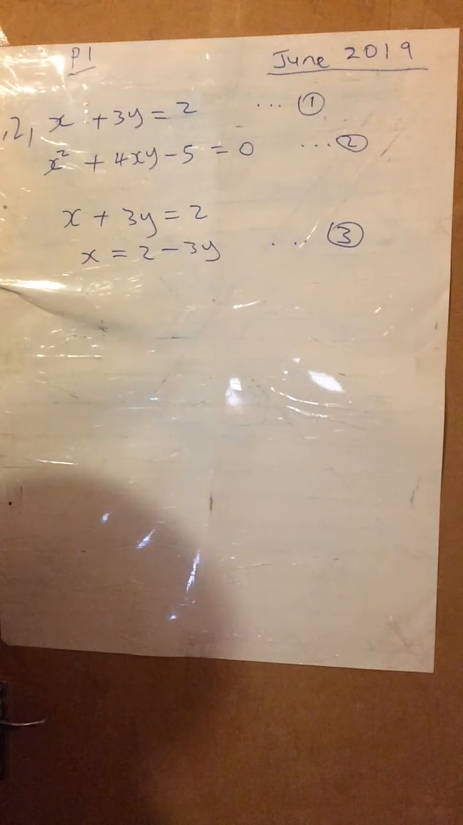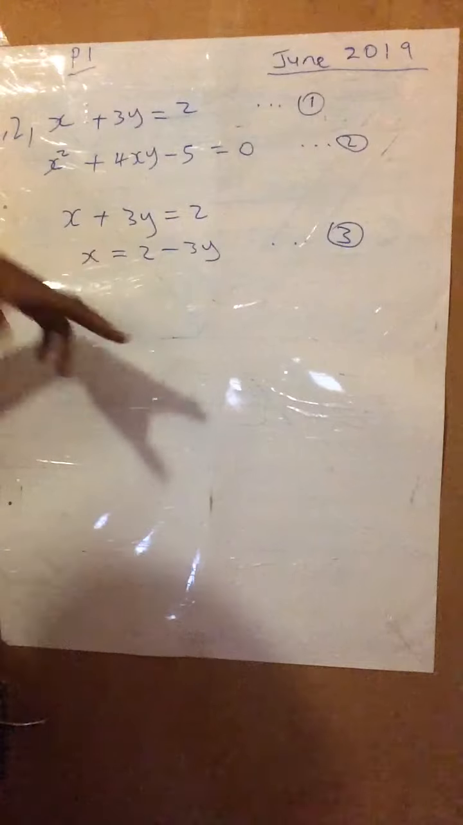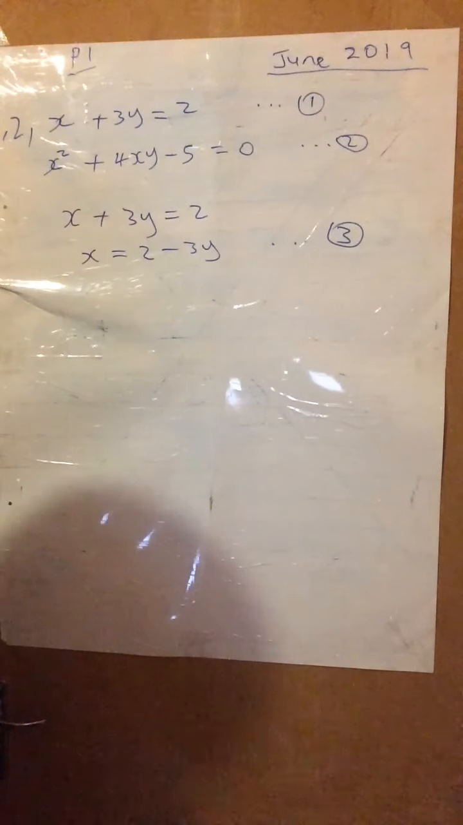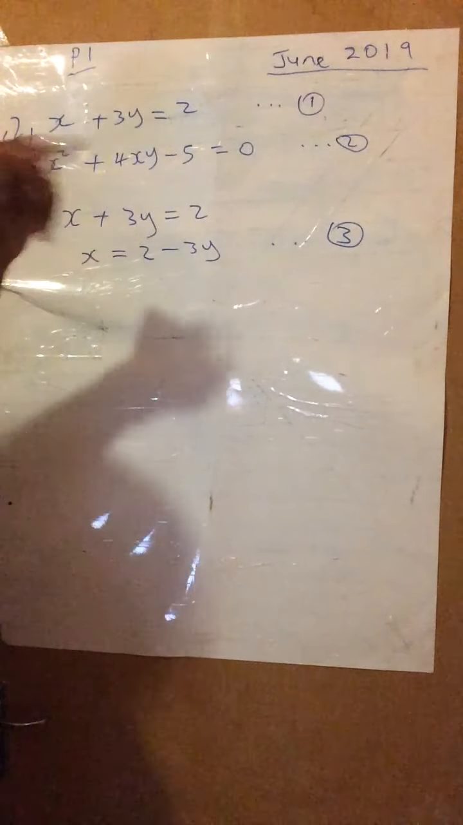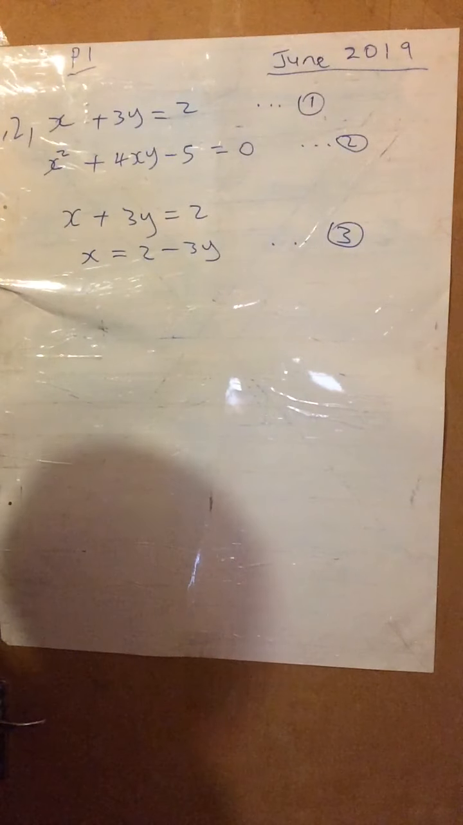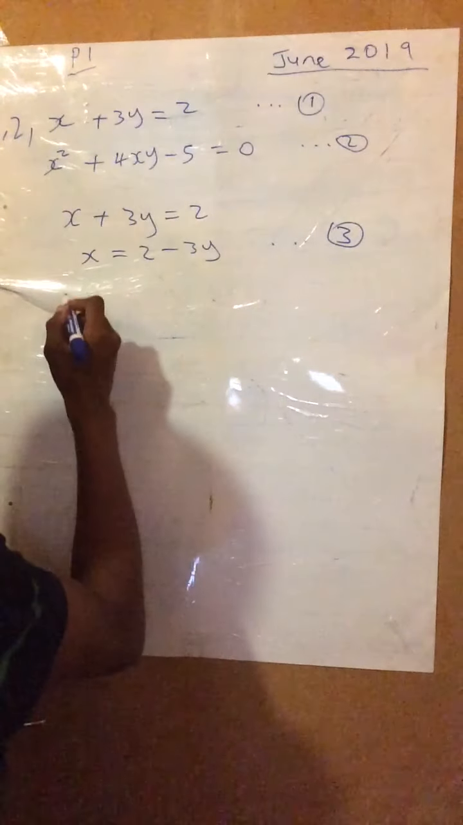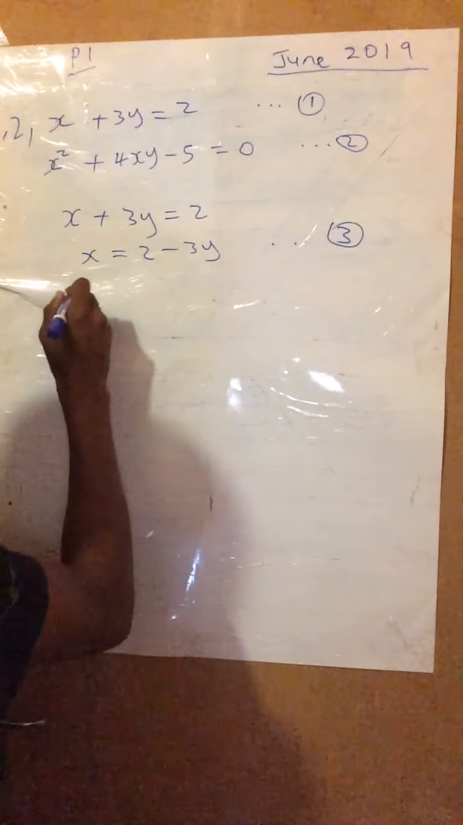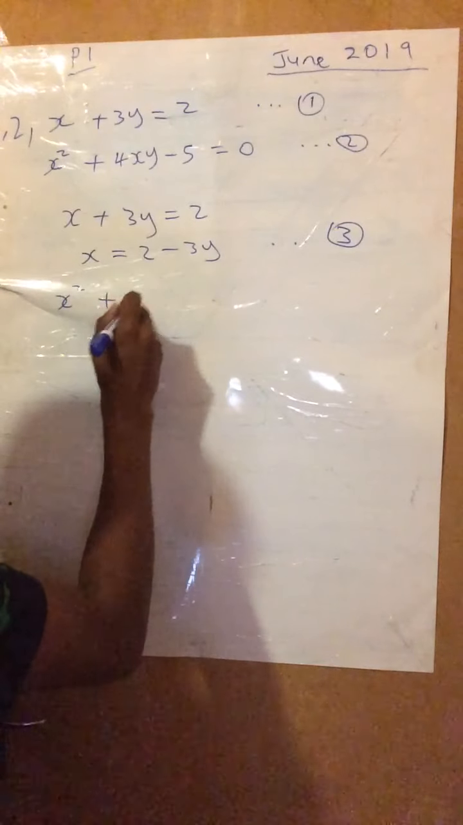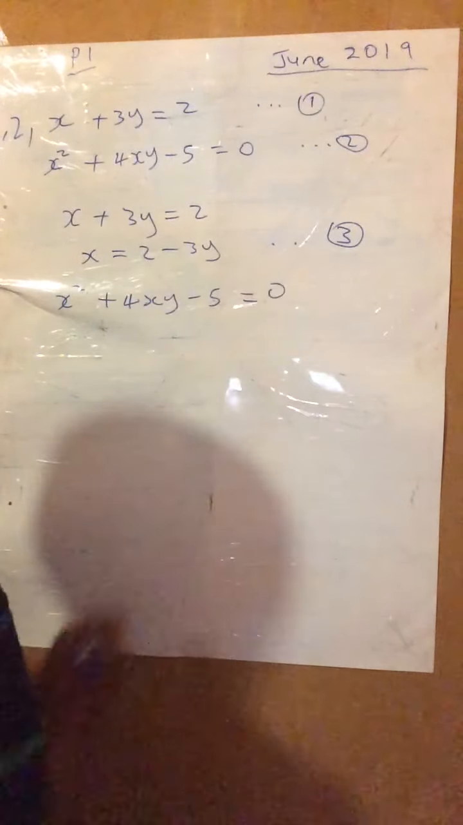Next step, normally it confuses people, but you do not substitute this into the very same equation you got it from. Since we got this from equation 1, we cannot substitute x back into equation 1. We need to substitute it into equation 2. So equation 2 is what? It is x squared plus 4xy minus 5 equals 0.